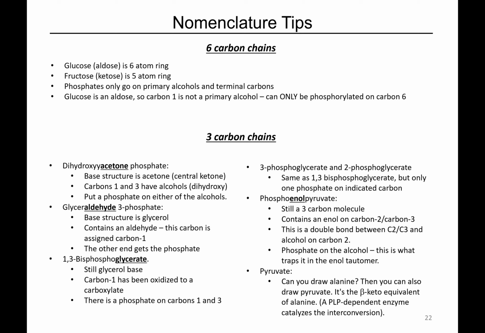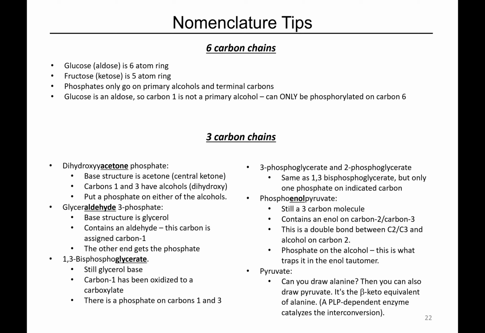Glucose and fructose. Phosphates are only going to go on the very ends. So we're going to have glucose 6-phosphate. Remember, the anomeric carbon is carbon 1. So this is carbon 6. So carbon 1, carbon 6. So glucose 6-phosphate. And take liberties with abbreviations.